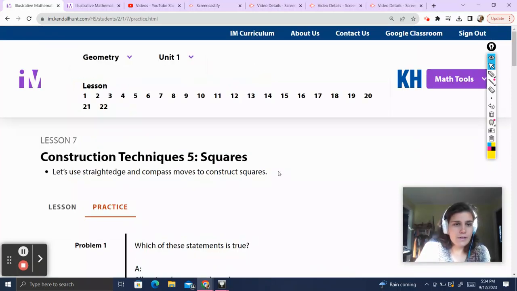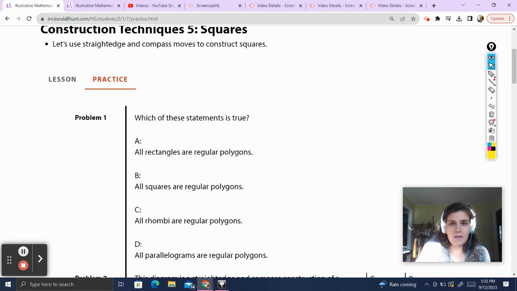Today we'll be going over Illustrative Math, Geometry, Unit 1, Lesson 7, Construction Technique 5, Squares.